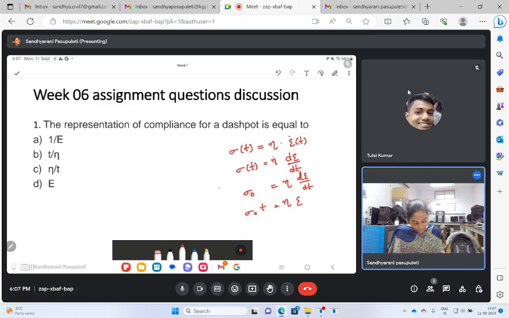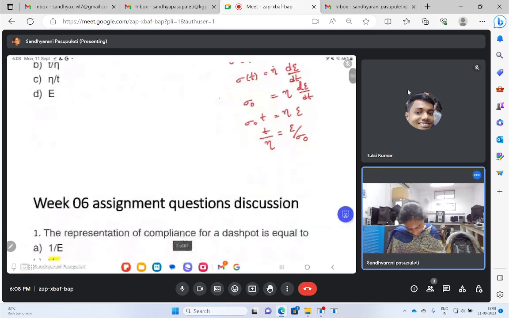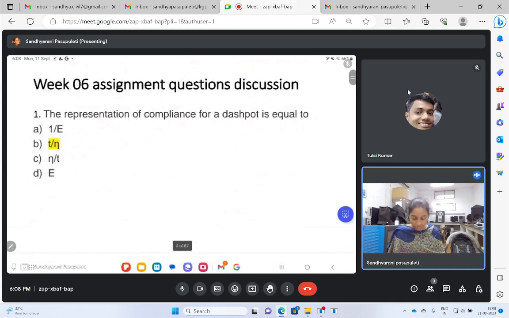So here they are asking about the compliance. Compliance is nothing but strain by stress. So here if you want to find out strain by stress, it will be t by eta. So here t by eta is the option B. Option B is the correct answer.